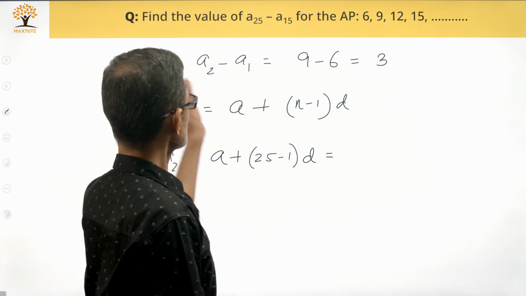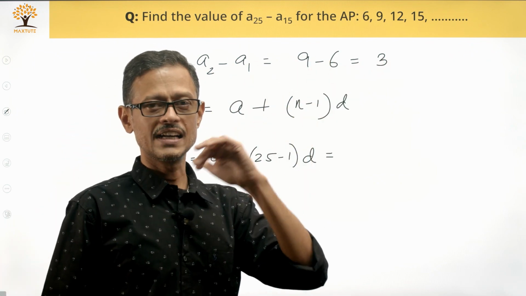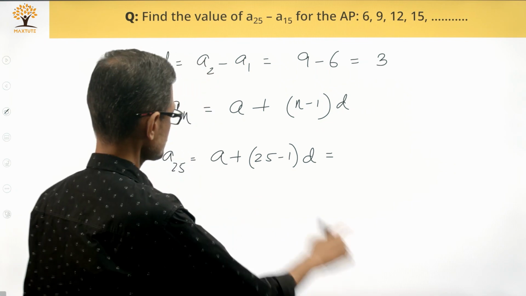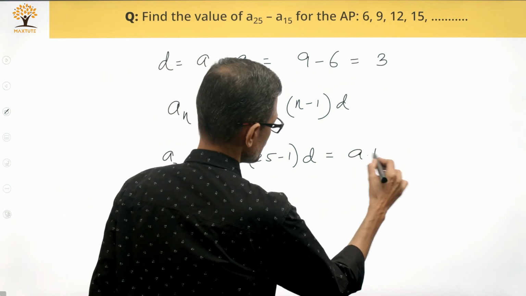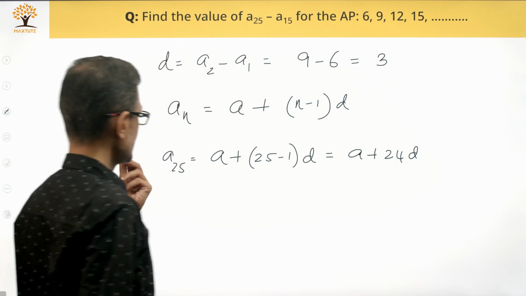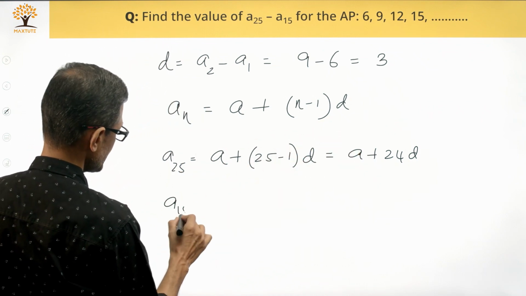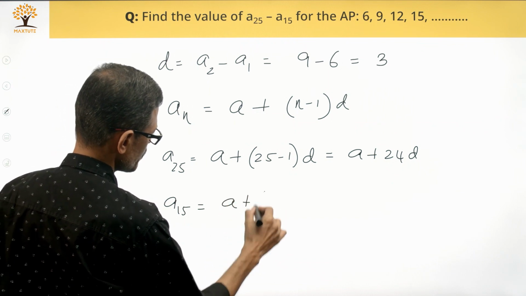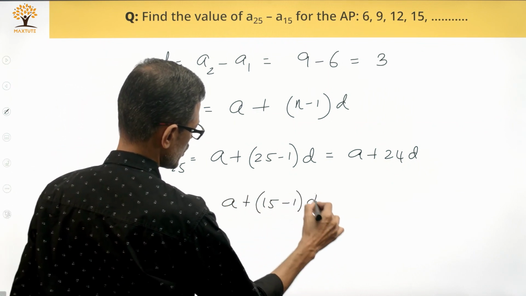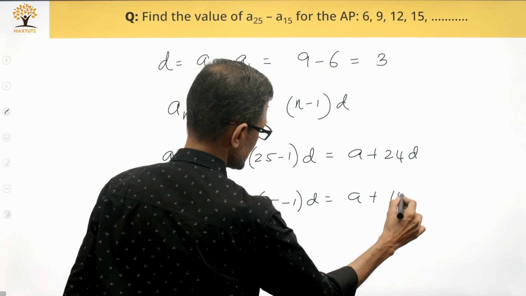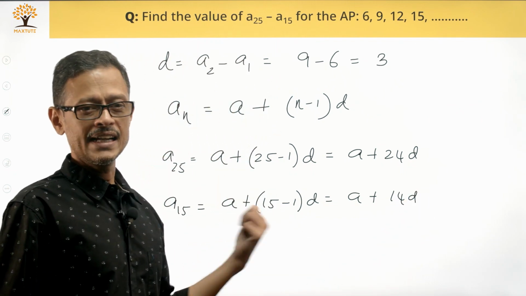And in the last step, let's plug in the value of d to be equal to 3. So we'll continue with the d till we come to the last step. So this is equal to a plus 24d. So A25 is a plus 24d, known to us even if we did not write this step. A15 correspondingly will be equal to a plus 15 minus 1 times the common difference, which is a plus 14d. So we've got A25 and A15.